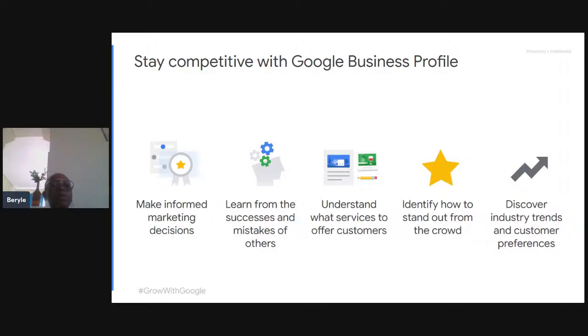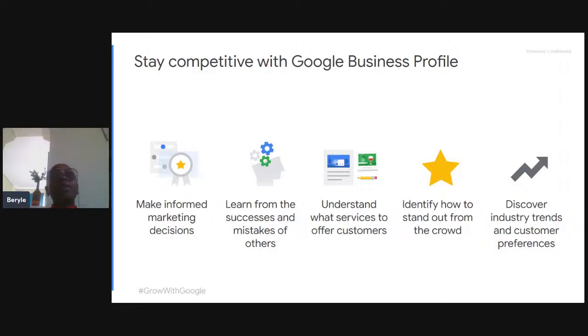All right. So it helps you to make really informed marketing decisions, especially if you're doing competitor analysis and you can see the performance of your competitors on the platform. So what is working out for them? What is not working out for them? Can I emulate what they're doing?